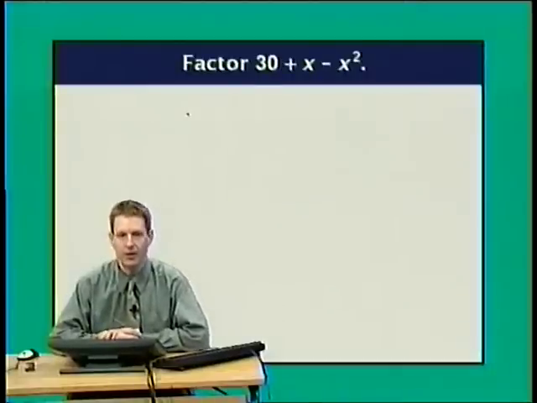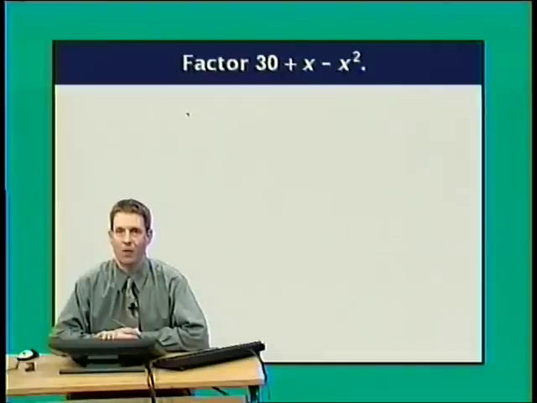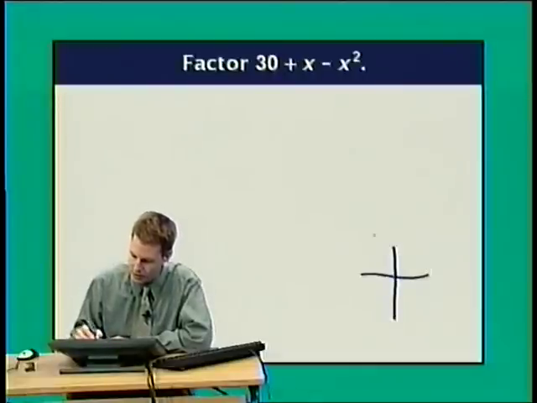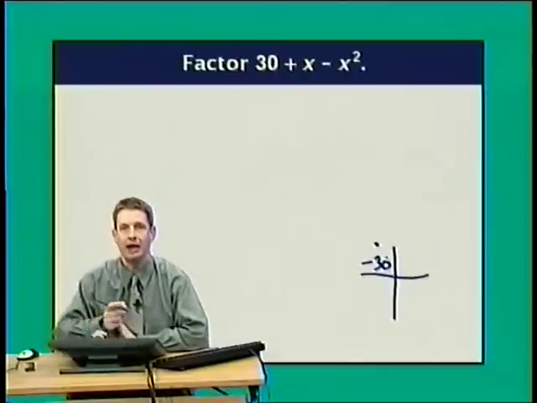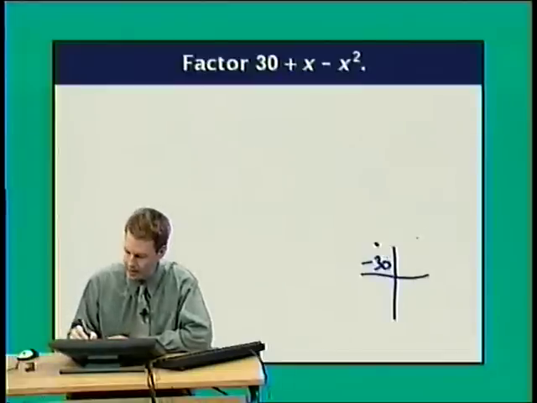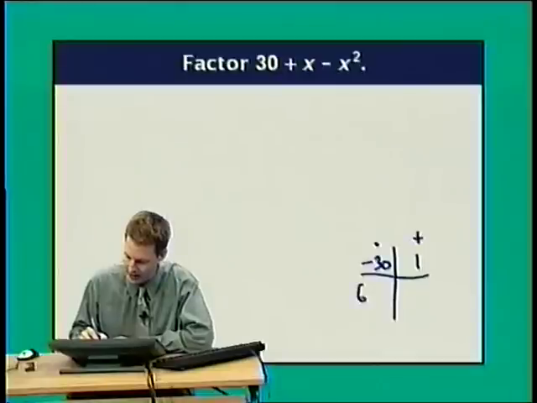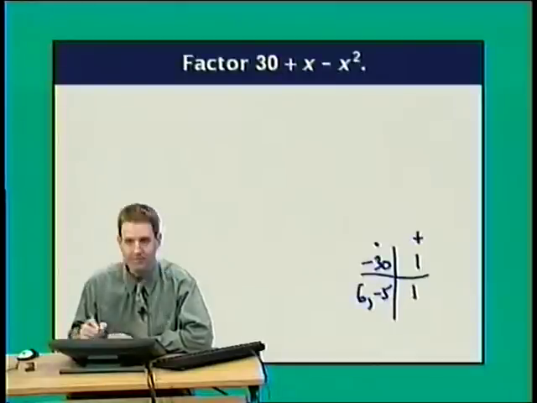What I'm going to do is look at my squared coefficient, which is negative 1, and my constant, which is 30, and determine that their product is negative 30. So what I need to do is find two integers that have a product of negative 30, and then my linear coefficient is 1, so I want to have a sum of 1. Well, I just told you what the pair of numbers are. The pair is 6 and negative 5.